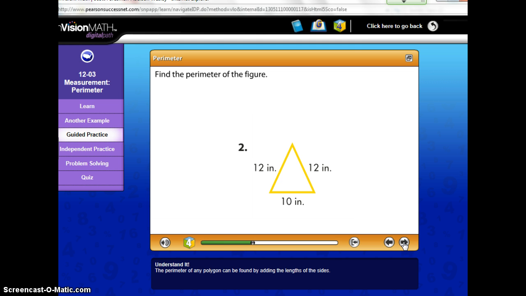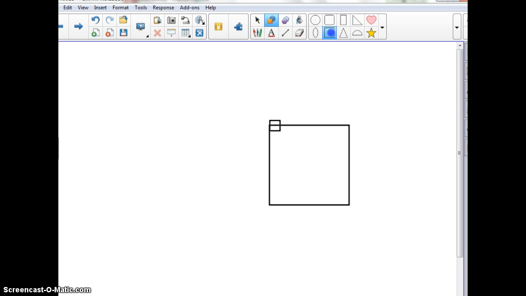I bet most of you can do this in your head. Emma? 34 inches. 34 inches is correct. Good work. Now, I want you to go to your notebook software, and I want you to make me a square. Now, the square has to have straight sides. It can't be the square that has curved sides because we could never measure that with a ruler.